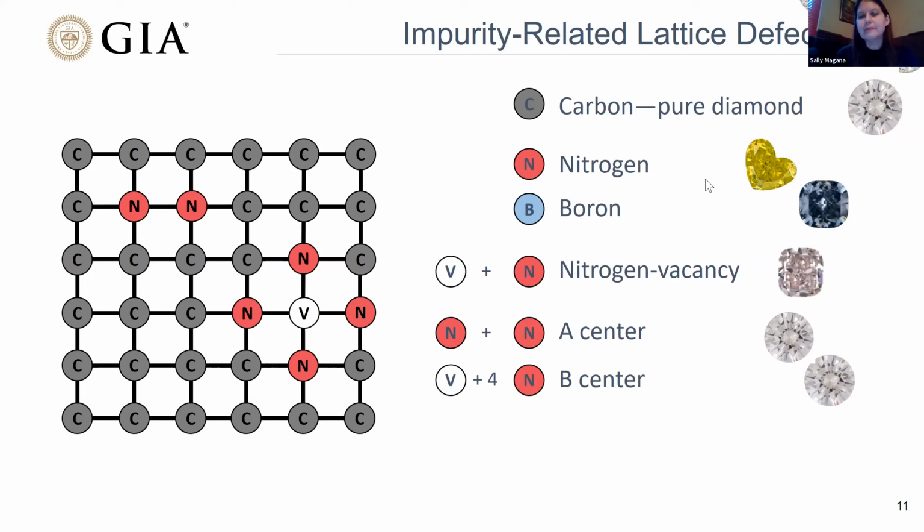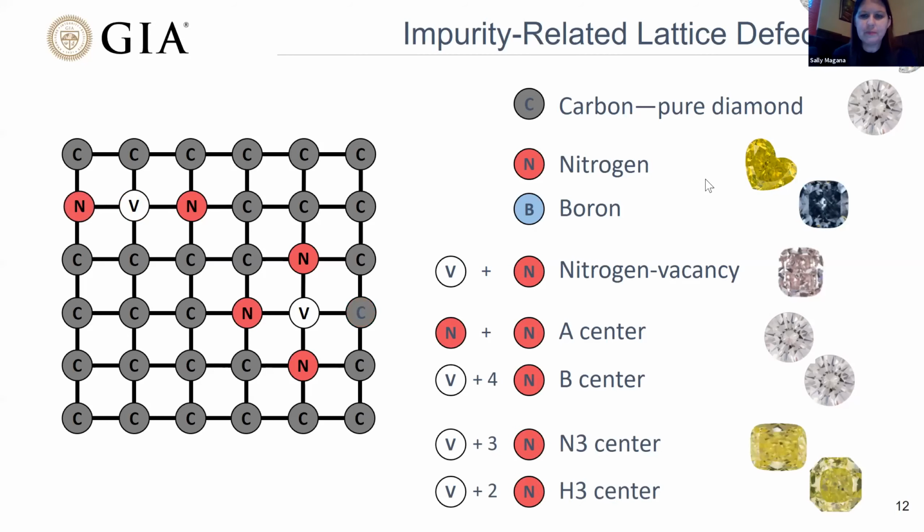Okay. But both of those, what we call the A center and the B center, those absorb in infrared, and so those don't absorb in the visible, and so that's how the formation of those is able to decolorize a diamond.